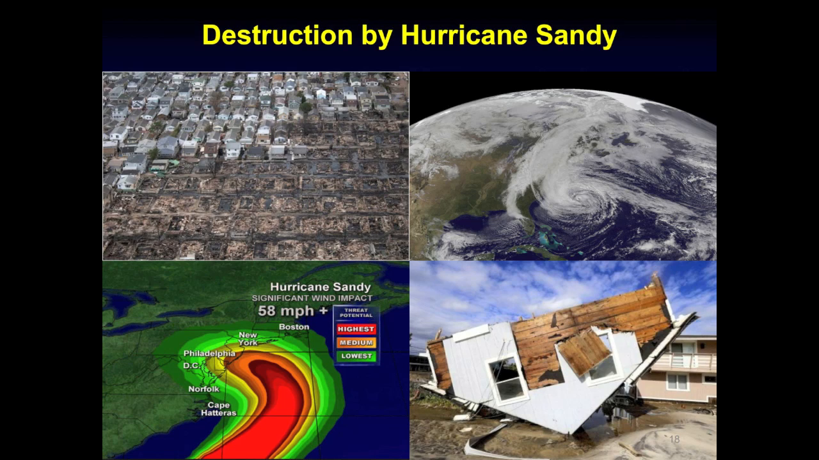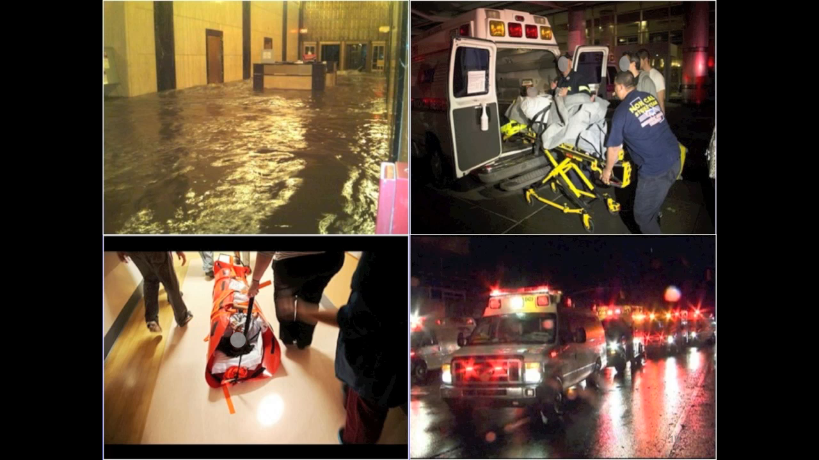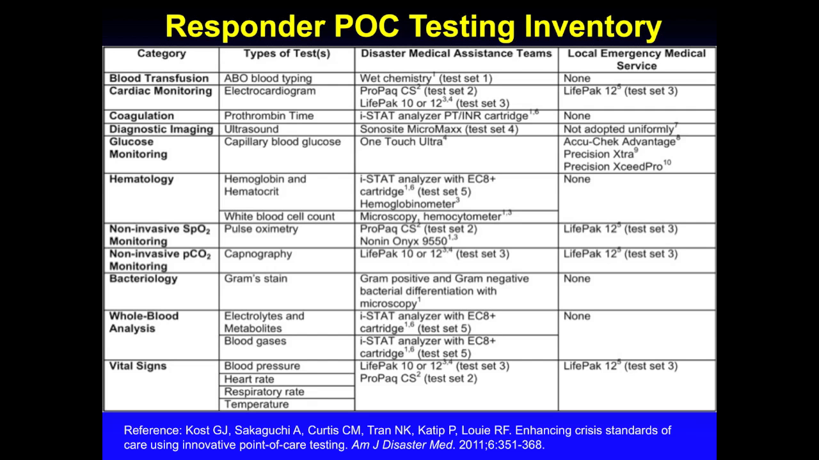Well, Hurricane Sandy, or Superstorm Sandy, had a huge devastating effect, as you can see in this composite slide. And in the next slide, you'll see a variety of rescue workers who have access to responder point of care testing inventory. And I provided you with this slide to organize the categories of devices, types of tests, what disaster medical assistance teams have in the United States, and what local emergency medical services might have.